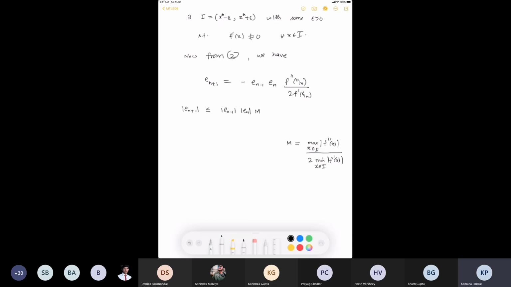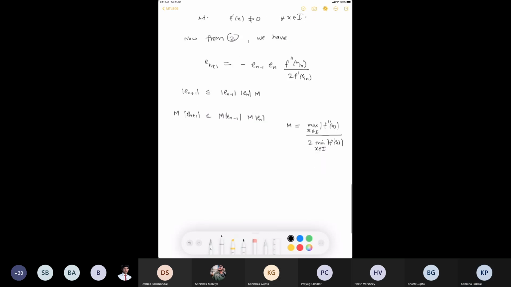Or I can do one more step here. So M times e_{n+1} is going to be less than or equal to, multiplying by one factor of M, one factor of M with e_{n-1} and one factor of M with e_n. Here n is greater than or equal to 1.